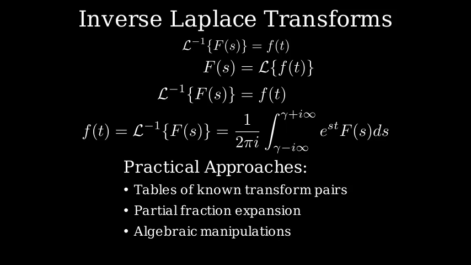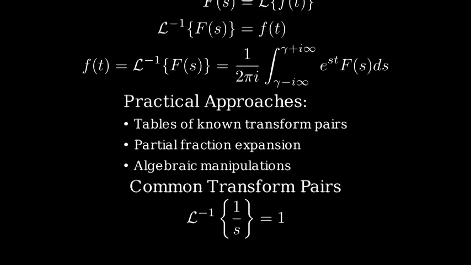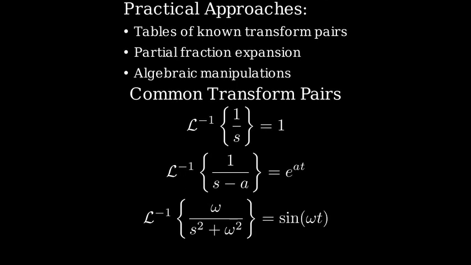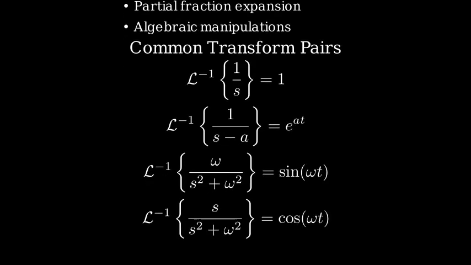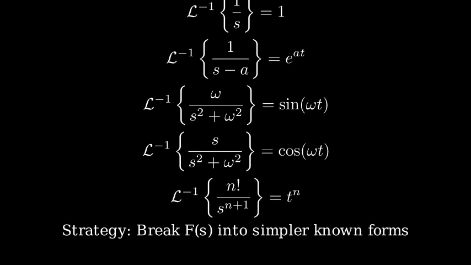Let's look at some common transform pairs that we'll frequently use. First, the inverse Laplace transform of 1 over s is 1. Next, the inverse Laplace transform of 1 over s minus a is e raised to the power at. For omega over s squared plus omega squared, the inverse is sine of omega t. Similarly, for s over s squared plus omega squared, the inverse is cosine of omega t. And lastly, for n factorial over s to the power n plus 1, the inverse is t to the power n. These transform pairs form the foundation for solving more complex inverse Laplace transforms.